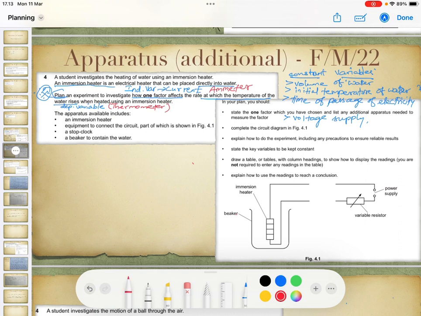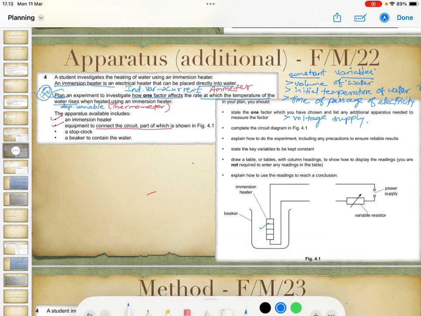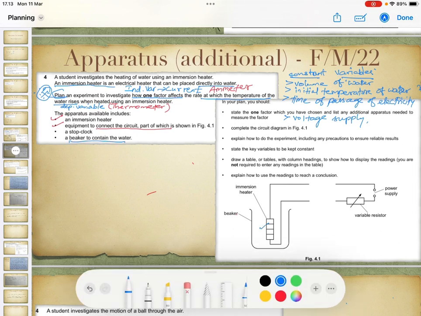Okay, now let's check what are the apparatus we have from the question. We already have an immersion heater and equipment to connect the circuit, part of which is shown here. You see, this is an incomplete design. You need to complete it, right? To complete this circuit, what are the other things you need? You have a heater, you have a beaker to contain water. So you need to fill this beaker with water. Don't forget to include this step in your method, yeah? You need to fill the beaker with water until the immersion heater is completely immersed in it, right?